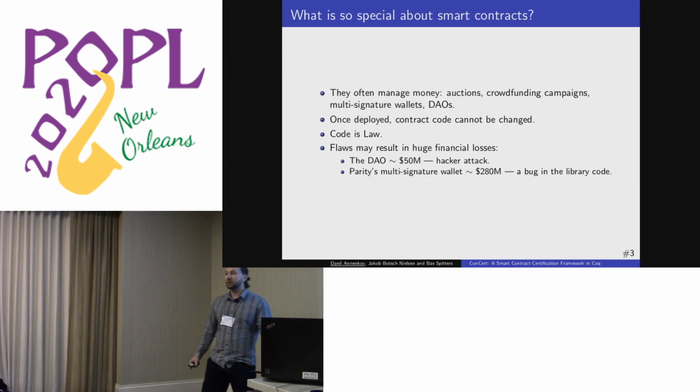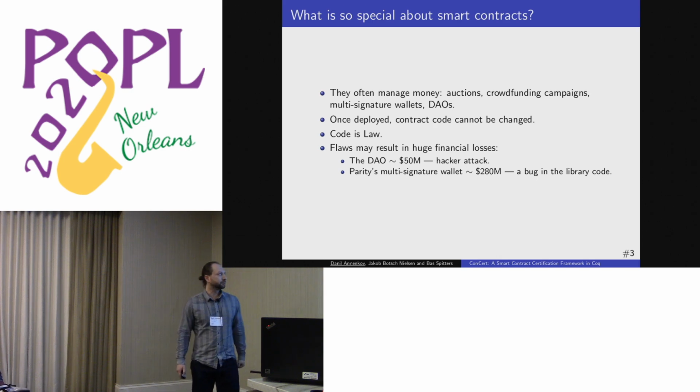So what is so specific about smart contracts? Why do we want to verify them? There is a lot of value in smart contracts because quite often they manage money. Common applications are auctions or crowdfunding campaigns, where people send their money, and there is a program that manages how to send this money according to some conditions. Once deployed, a smart contract cannot be changed. At least there is no good solution for that currently. So it's better to get it right from the first attempt.